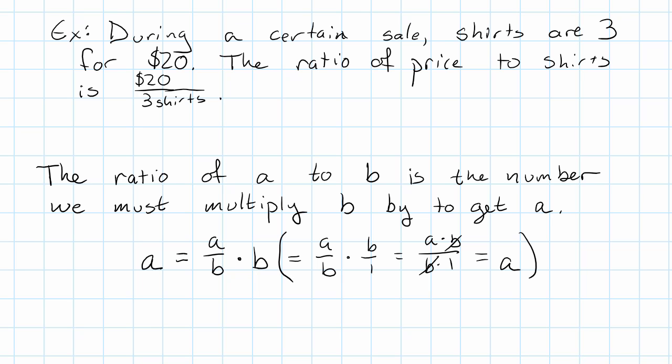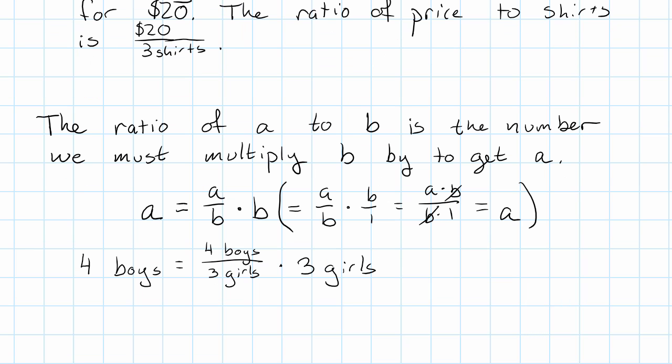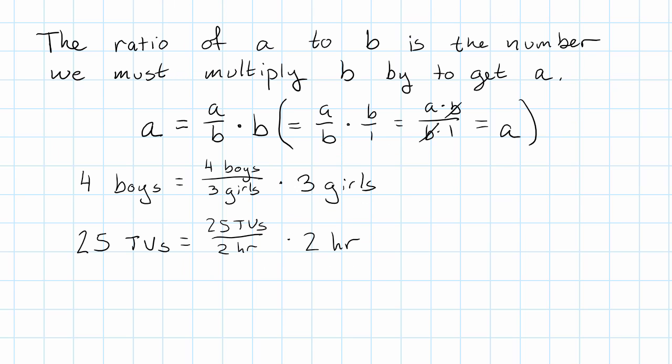So that means that the 4 boys in the class is what we get when we take 4 boys for every 3 girls and multiply it by 3 girls. The 25 TVs is what we get when we take 25 TVs for every 2 hours and multiply it by 2 hours. The $20 is what we get when we take $20 over 3 shirts and multiply it by 3 shirts. Okay, this still doesn't seem very interesting, right?